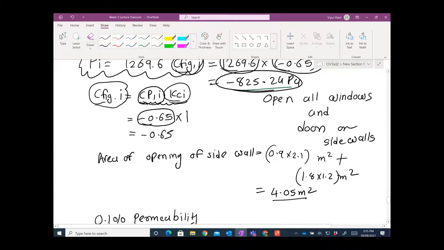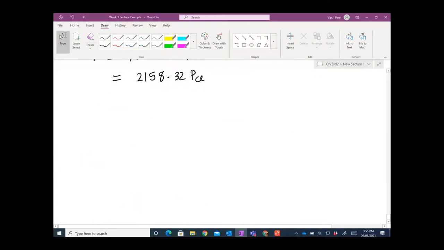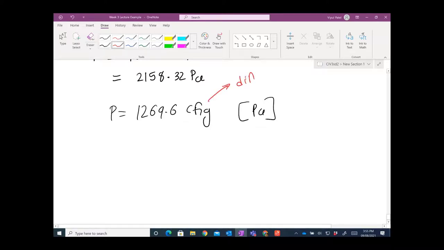1, 2, 6, 9. Pressure equals 1269.6 C fig, and that is in pascals. That is our magical equation. That pressure equation can apply everywhere. The only difference is this one. This is different, depending on the location, whether it's on the windward wall, leeward wall, side walls, or on the roof. Now we need to work on the roof.